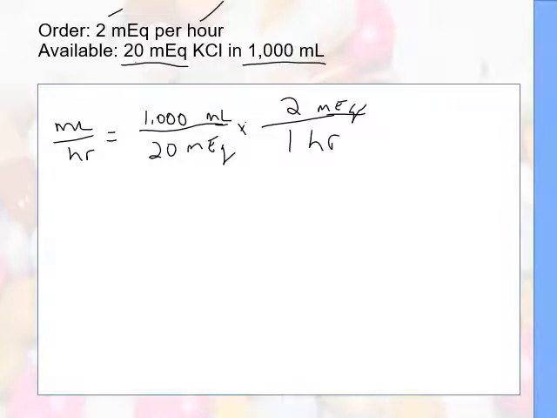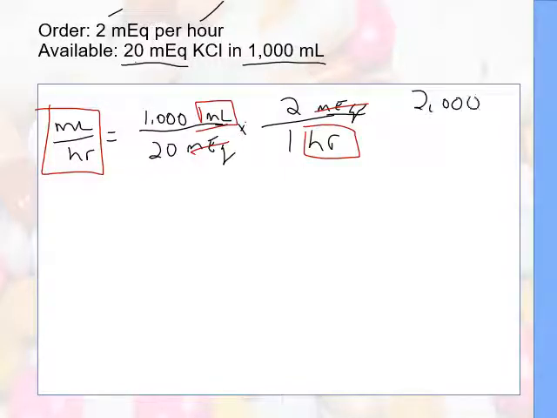Now we don't have any information left, but let's double check to make sure we didn't miss anything. We have milliequivalents here, milliequivalents there, hour, and milliliters, which is good because we're looking for milliliters per hour, so we are set up correctly. 1,000 times 2 is 2,000. 20 times 1 is 20. 2,000 divided by 20 is 100. And your label is milliliters per hour.